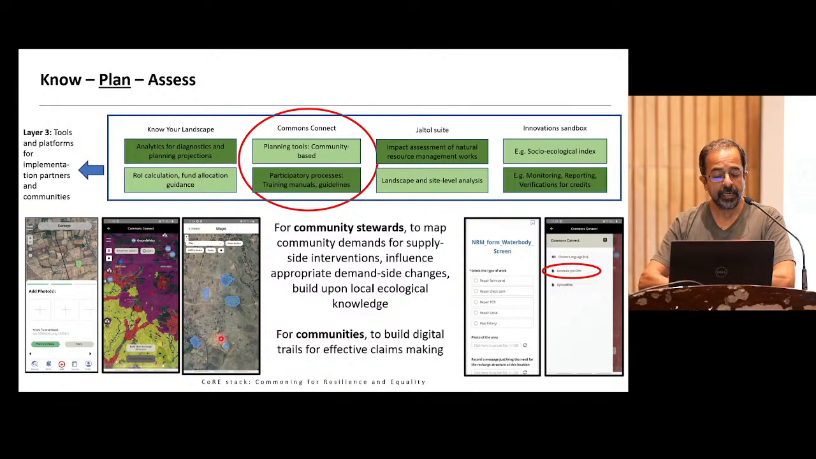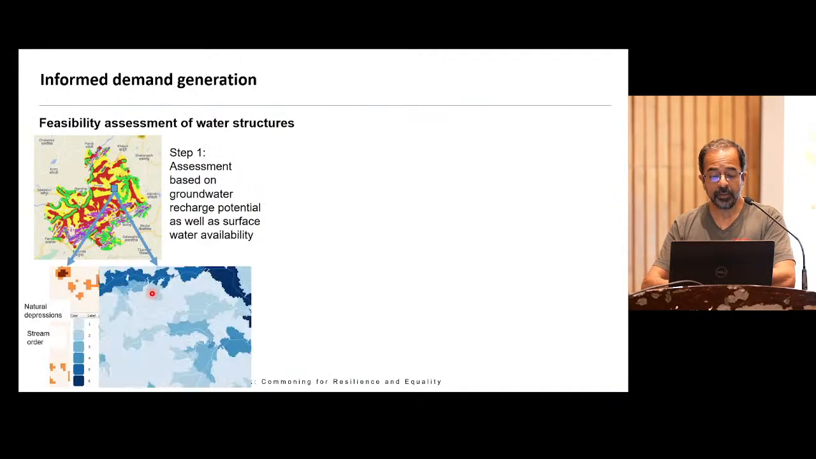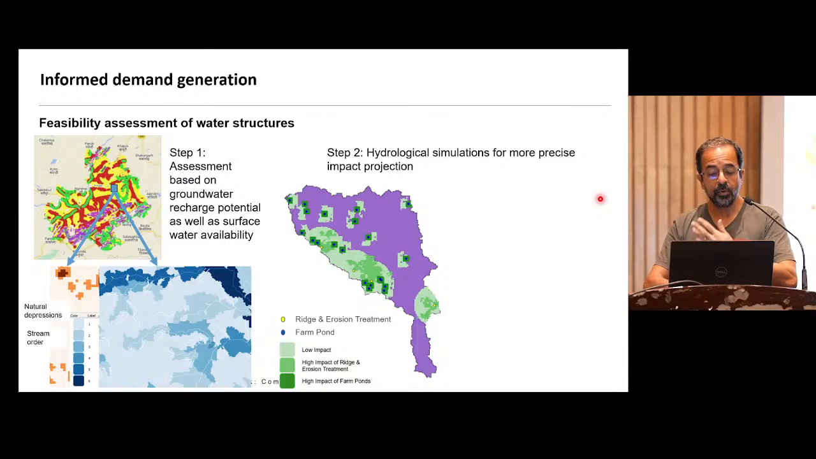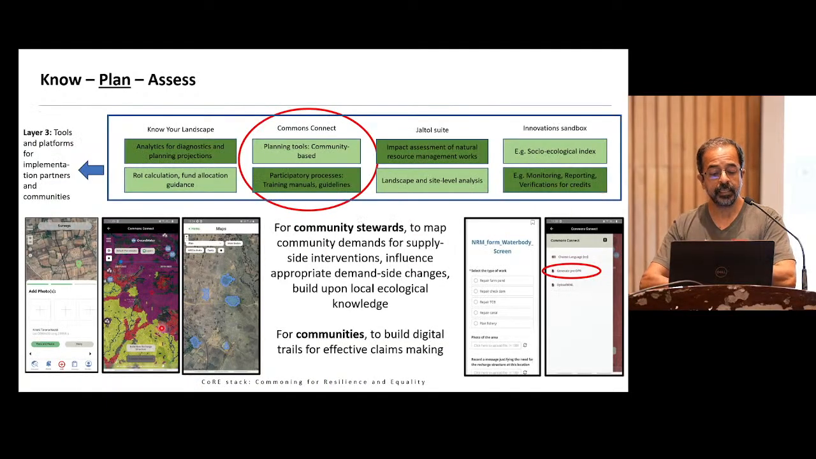And here, again, there are different hydrological models that we can run. Is this actually a good site for a farm pond? If a farm pond were done over here, what will the storage look like? By when is it expected to fill up, and for how long will it stay filled up? So these are other models that can help in decision support.